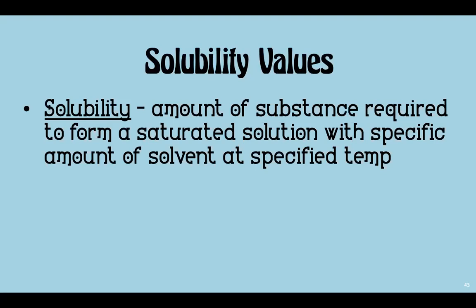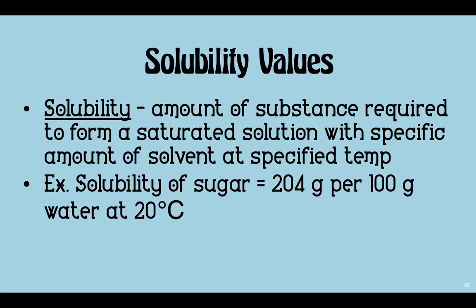Every solute is going to have its own solubility in a specific amount of solvent at a specified temperature. It's basically explaining using numbers how easily something dissolves in a solvent, usually water. An example of solubility is of sugar. It is 204 grams of sugar per 100 grams of water at 20 degrees Celsius.